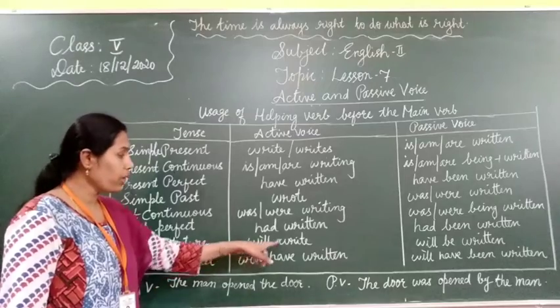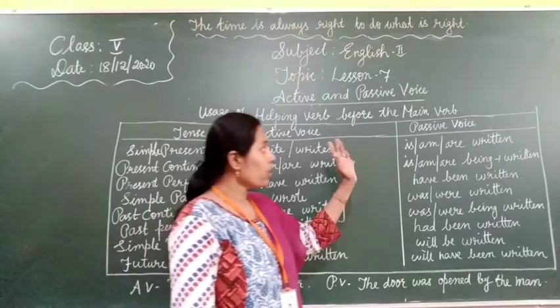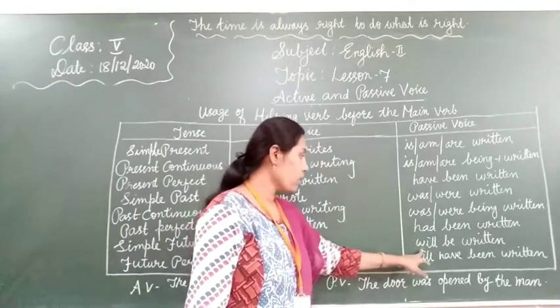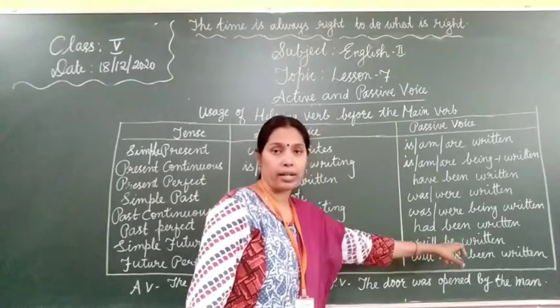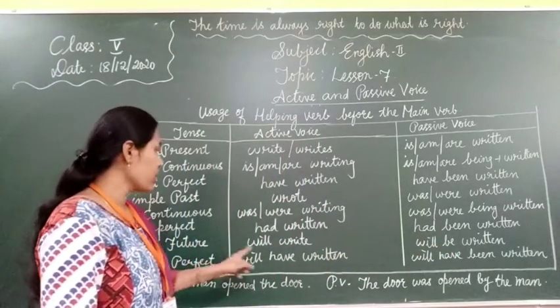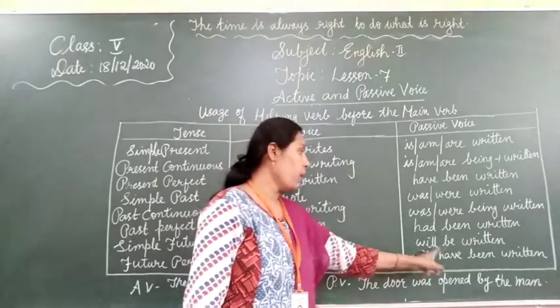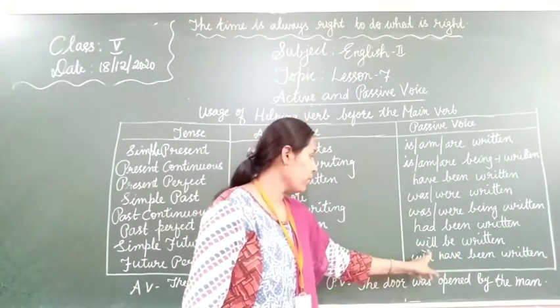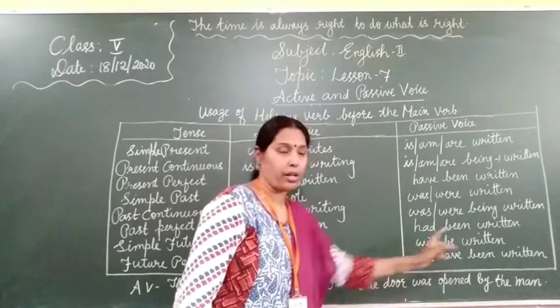Next, for simple future tense, how will we write simple future? Will write, right? And when it converts to passive voice, it will become will be written. For simple future, will write will become will be written. The helping verb, will be written.